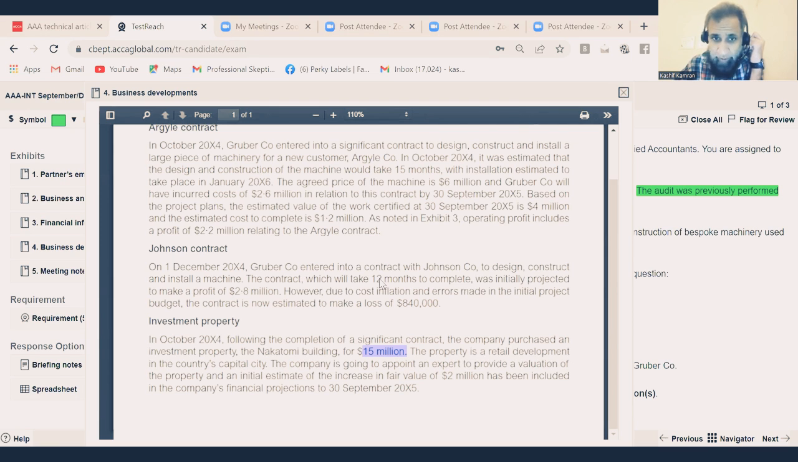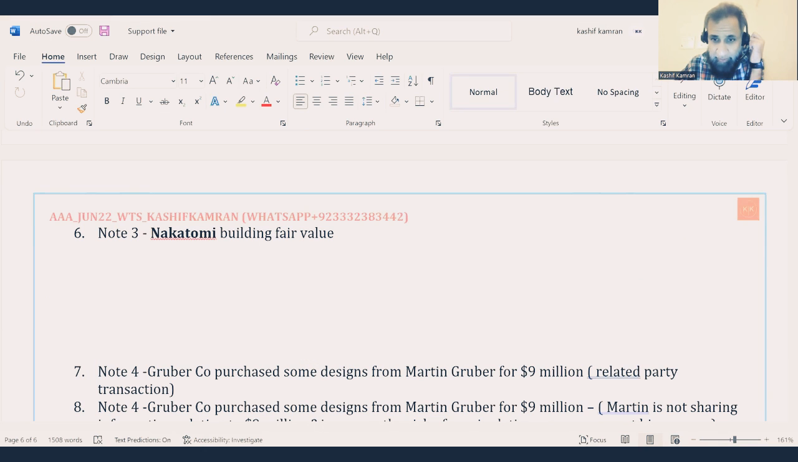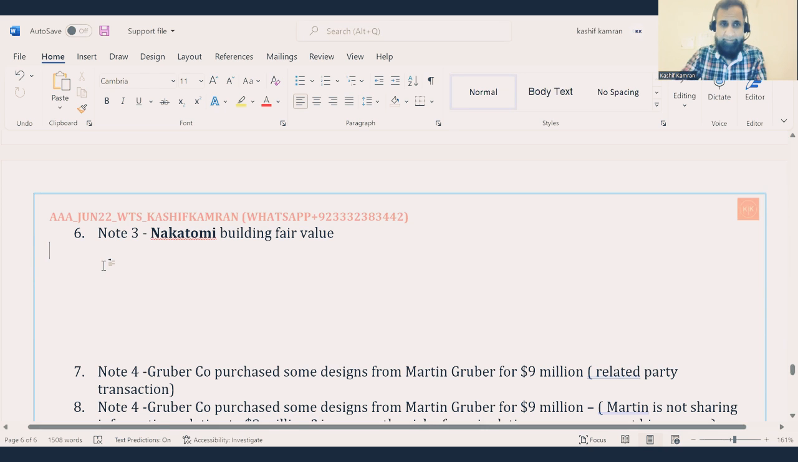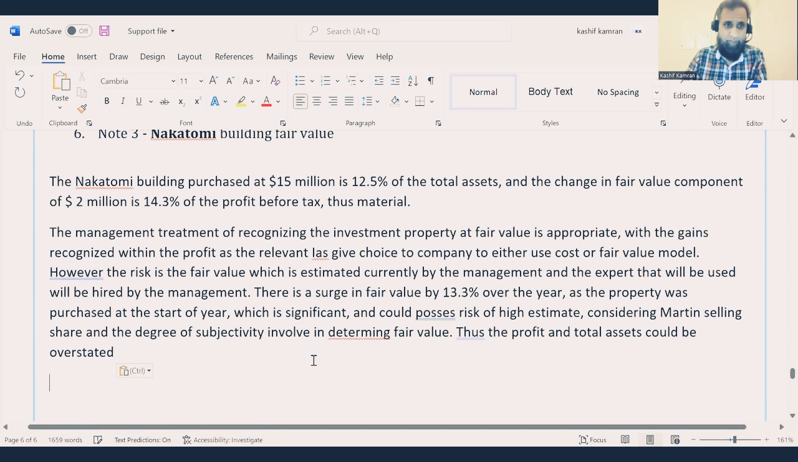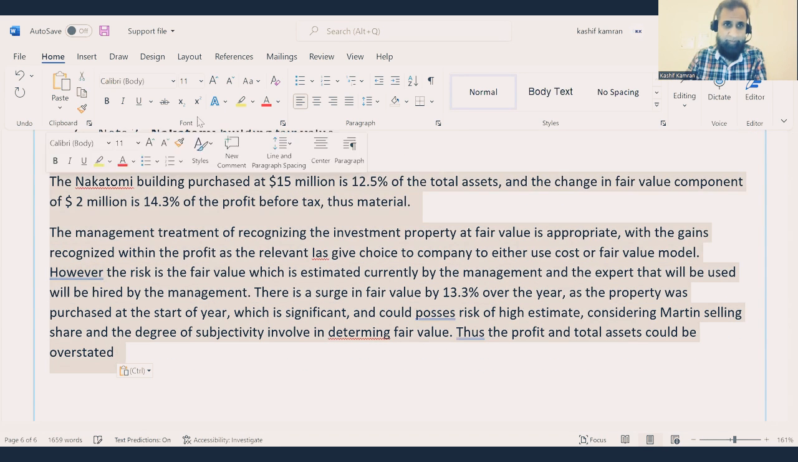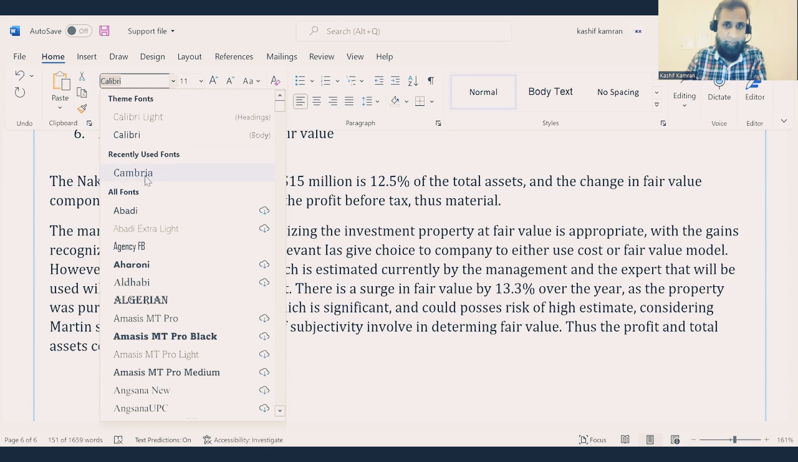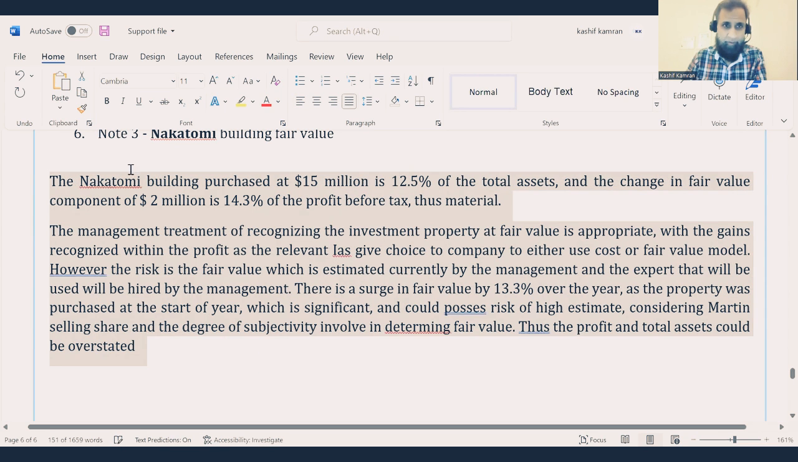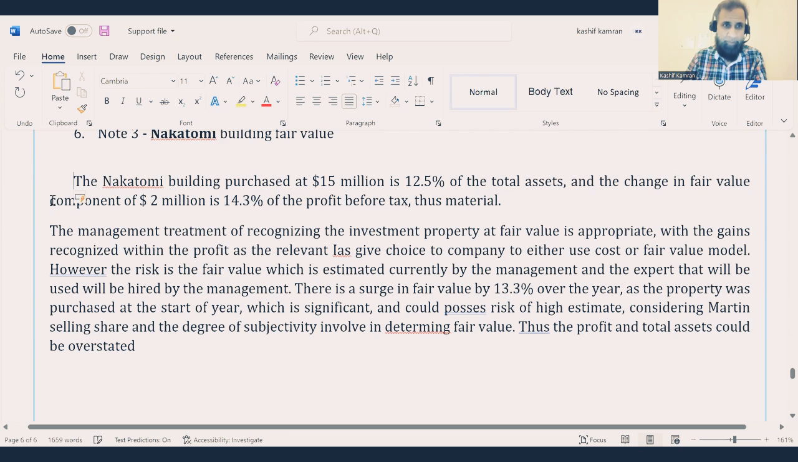Okay, so you go back to the support file again. You write the answer for the Nakatomi building. Let's see how many marks we get from the Nakatomi building. Okay, you get back to the support file. And this is the final answer I'm writing, right? The rest you will complete yourself. This is the Nakatomi building. Let's see how many marks we get for the Nakatomi building. Just give me 1 minute.